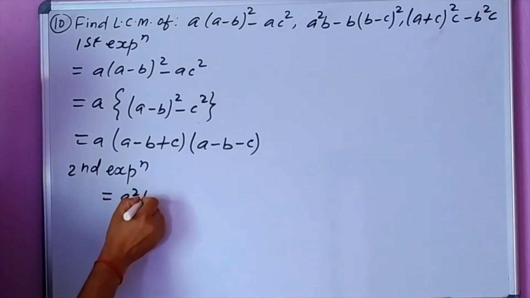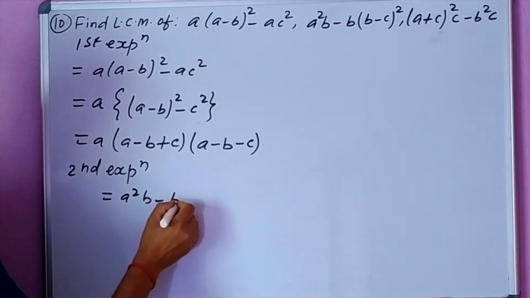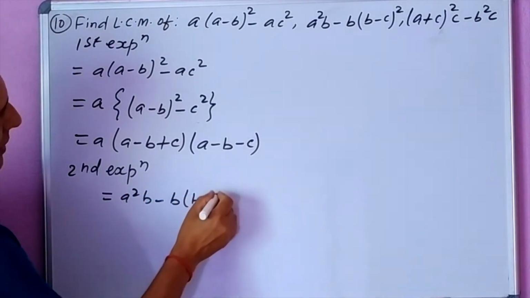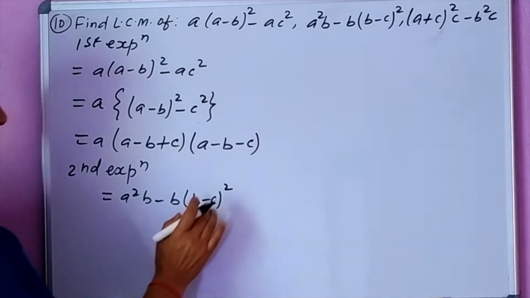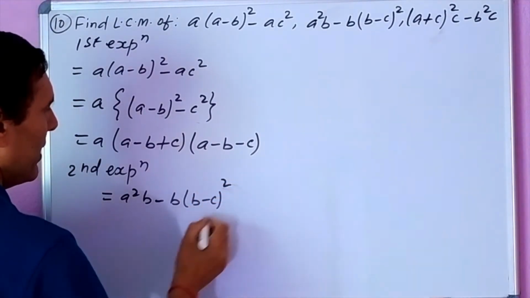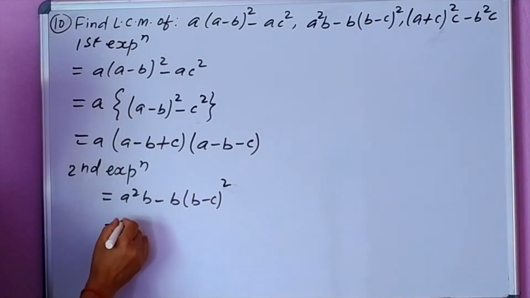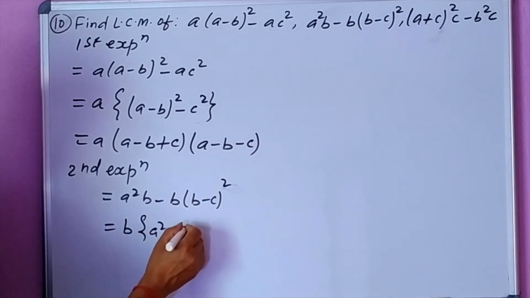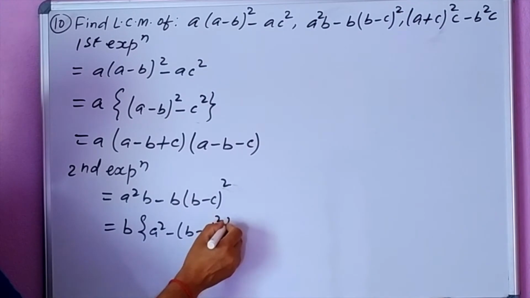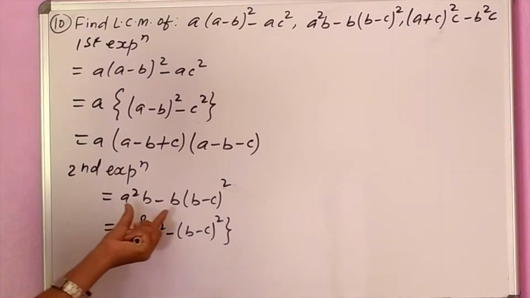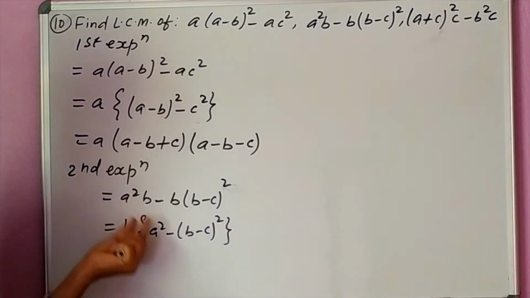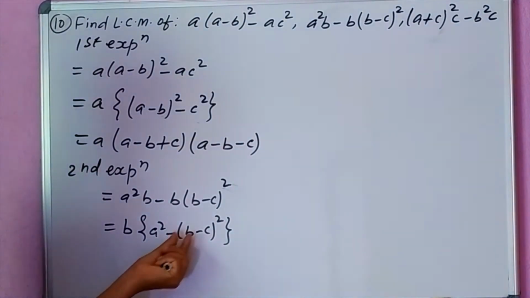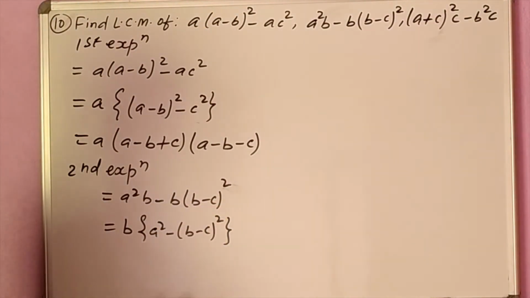Now similarly, the second expression, we have a square b minus b times (b minus c) whole square. Here also you can see there is b common in the two terms. Take b common. What will be remaining there? A square minus (b minus c) whole square. After taking b common, in the first term a square remains, and in the second term (b minus c) whole square.